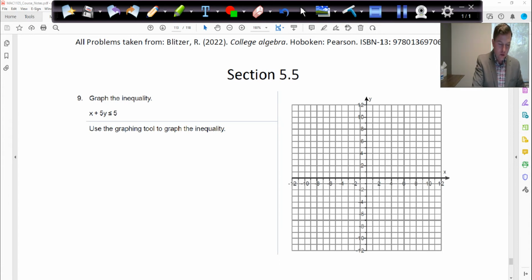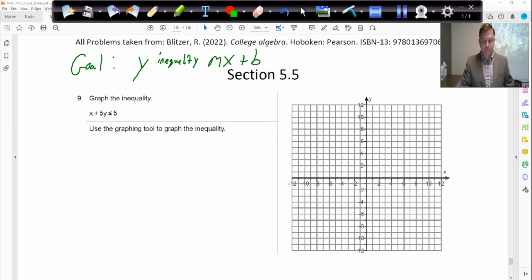Our goal is to get y on one side, some inequality, and then mx plus b on the right-hand side. So the inequalities we could have are less than, equal to, greater than, or greater than or equal to. So there's 4 different things that could go in there, and the problem will tell us which one we're using. So here's our first one.